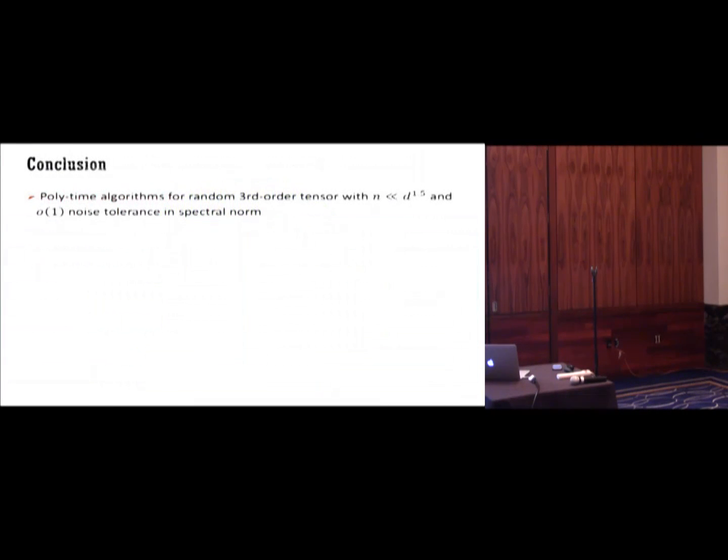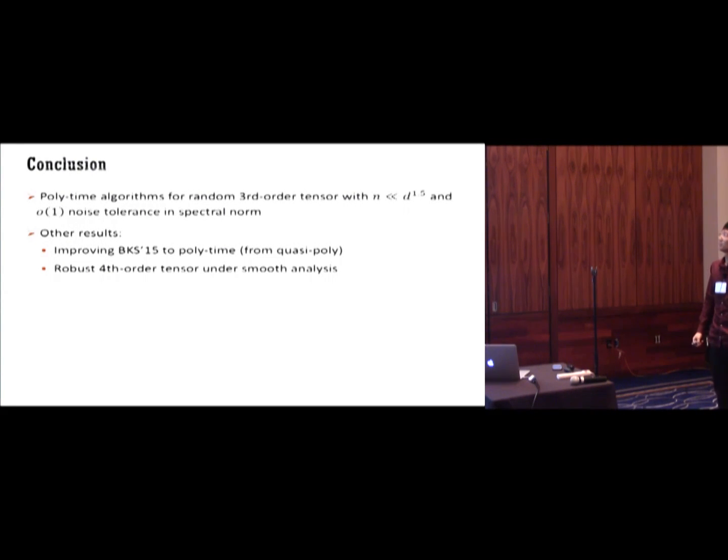All right, just to wrap up. We have a polynomial time algorithm for random third order overcomplete tensors with n at most d to the 3 halves, and noise tolerance is a constant in spectral norm. And we have some other results that improve BKS to polynomial time, and we have a robust fourth order tensor decomposition and a smoothed analysis.